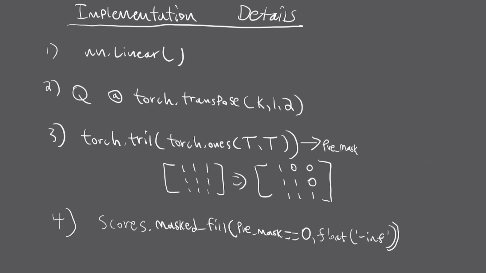Now we're ready to talk about how to actually code this up and the implementation details. So nn.Linear is going to be our friend again.